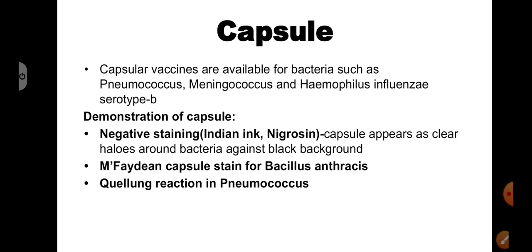How does it appear? The bacteria is not stained by the stain, so only the background is stained and appears black, whereas because of the presence of the capsule, the capsule appears as a clear halo around the bacteria because it is not stained. And there are some other methods of demonstrating capsules in other bacteria, like Macfadyen capsule stain for Bacillus anthracis and Quellung reaction, which is used to demonstrate Pneumococcus in CSF or sputum samples.